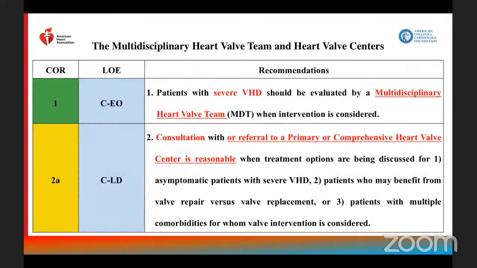So the multidisciplinary heart valve team and heart valve center will decide the intervention for the patient. So patient with severe valve heart disease should be evaluated by a multidisciplinary heart valve team when intervention is considered. It's a class 1C, and consultation with referral to a primary or comprehensive heart valve center is reasonable, which is class 2AC, when treatment options are being discussed for patient with asymptomatic severe valve heart disease, or patient who may benefit from valve repair versus valve replacement, or patient with multiple comorbidities for whom valve intervention is considered.